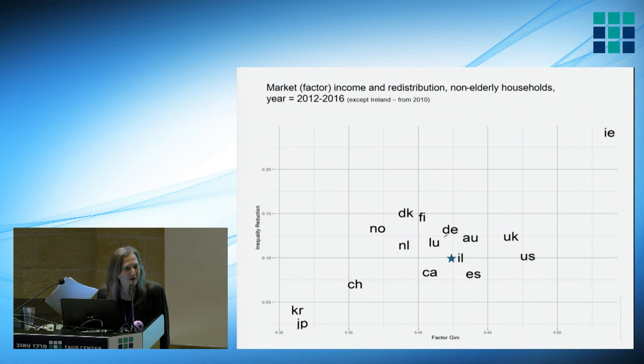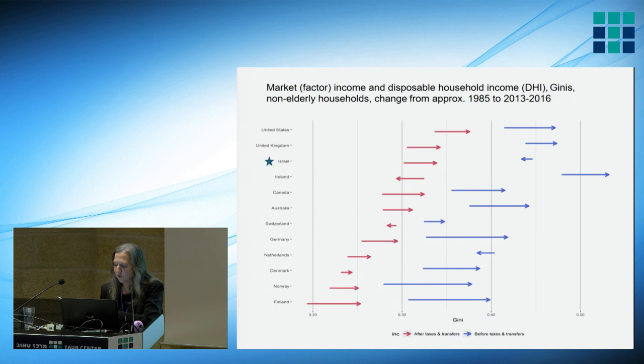The high level of redistribution is much less mysterious. It's an extremely targeted, means-tested income transfer system, and a very progressive tax system. So these kinds of pictures provide a window into policy analysis. Okay, so what happened over time?